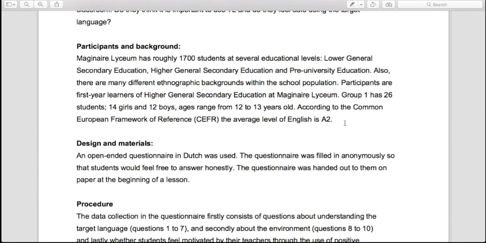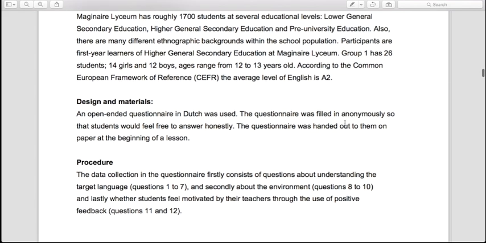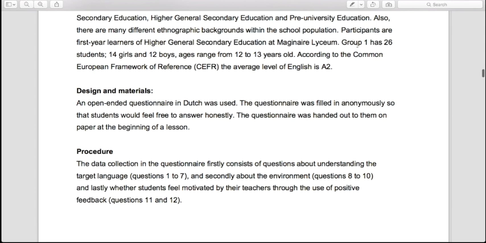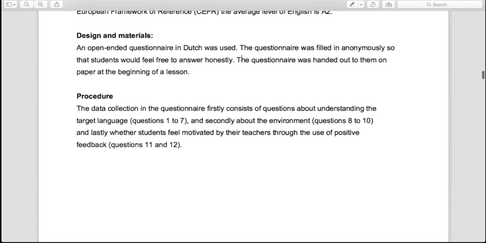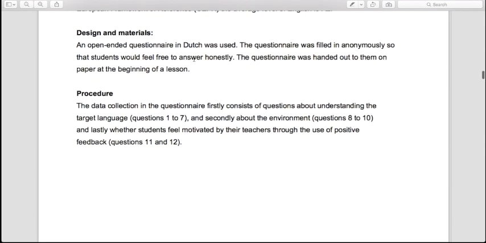So it's a brede school, right? It does lots of different levels. And they also describe the group of learners that they used for their research. They explain the questionnaire and the procedure.